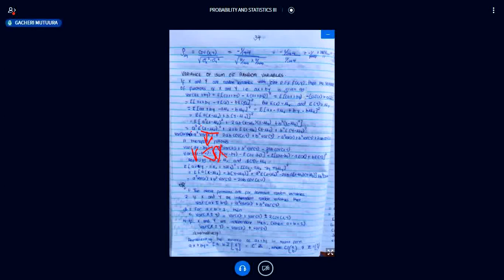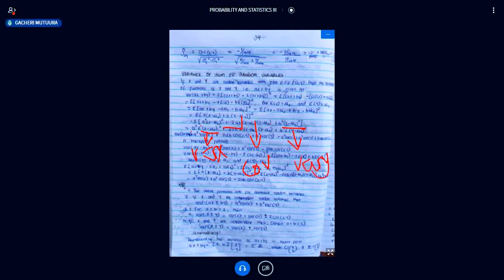Aya. Niko hapa 2ab expected value of x minus mu x into y minus mu y. Expected value here will not affect these three terms because they are constants. So expected value of x minus mu x into y minus mu y, we've just said that this is the covariance. That is the covariance of x and y. And finally, expected value of y minus mu y squared, this is the variance of y.